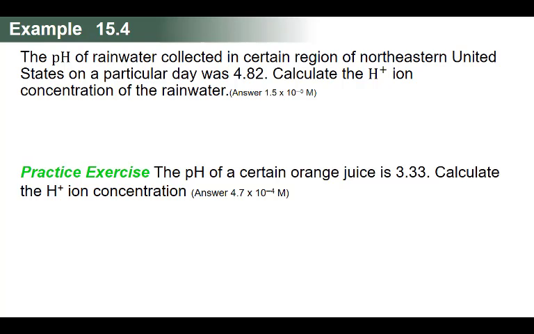So now here is another question, 15.4. It says about the rainwater collected, and the pH is 4.82. Calculate the hydrogen ion concentration. To calculate the hydrogen ion concentration, we have to reverse the formula of pH.